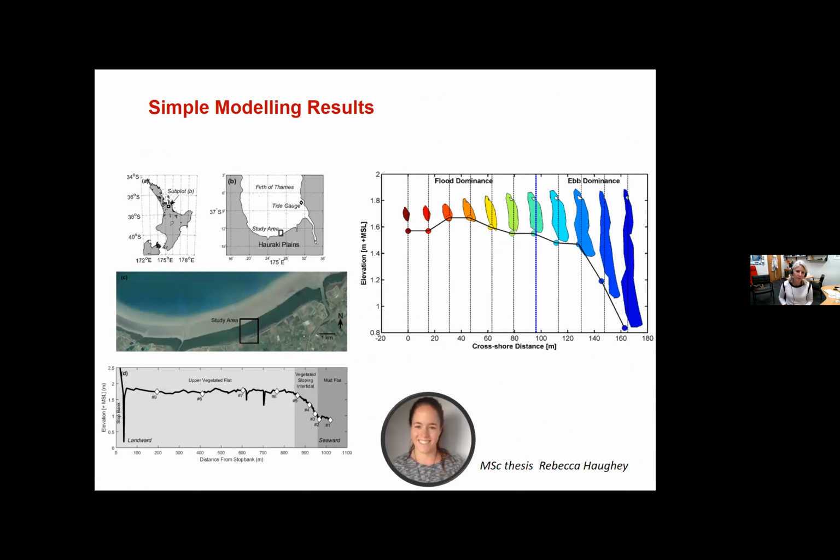And so this is Rebecca Hohe's MSc thesis, and she looked at the mangrove profile in the Firth of Thames, which is an area that Andrew Swale and a number of people have worked a lot. It is a kilometer-wide region of mangroves. And the profile is high intertidal all the way out to the edge of the mangroves, and then it drops off. And so she did a Delft3D profile model.